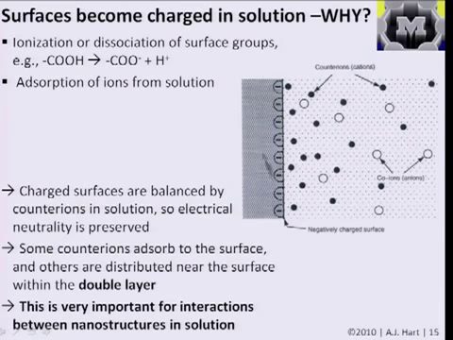Another possible way to acquire charge, which happens for example in water solutions, is adsorption of ions from solution. So if you have a bit of salt in water, then it's typical to have some ions come to the surface and adsorb, and that'll result in some population of ions that are effectively stuck.